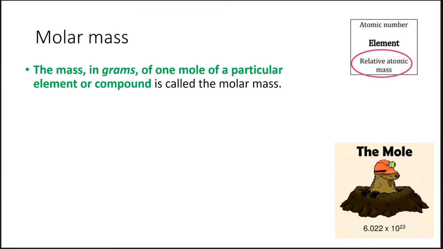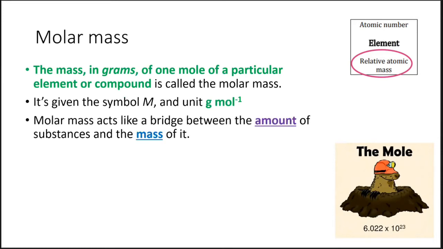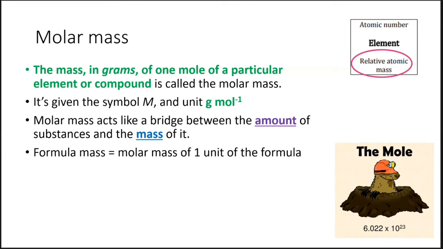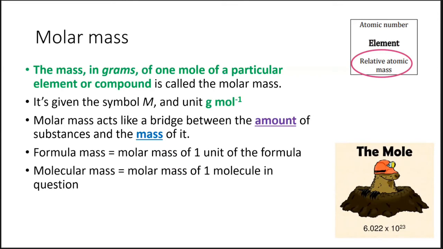Now, the mass in grams of 1 mole of a particular element or compound is called the molar mass. It's given the symbol capital M, and the unit is grams per mole. Molar mass acts like a bridge between the amount of substance and the mass of it. So depending on the substances, terms such as formula mass or molecular mass are used. So they basically mean the molar mass of 1 unit of formula, which is often used referring to an ionic compound, or the molar mass of 1 molecule in question.